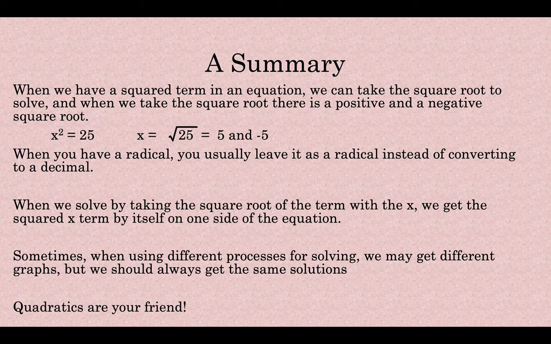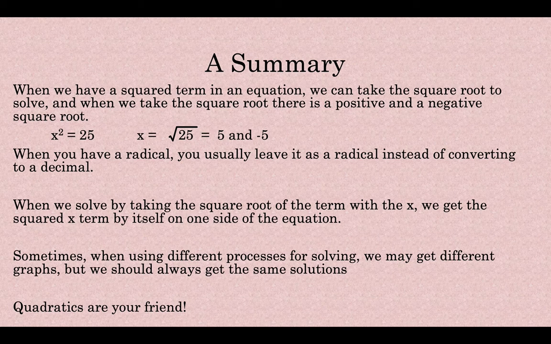When we solve by taking the square root of the term, we get the squared x term by itself on one side of the equation. And it doesn't matter which side. You can choose, if you like everything on the left, you can do that. But you get it by itself. You isolate it.